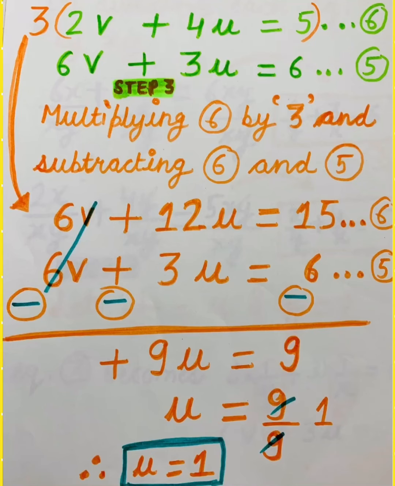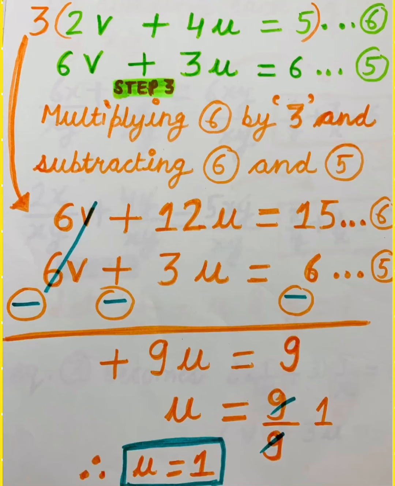Fifth equation will come as it is below equation number 6. Now we have to subtract, because to cancel 6v in both the equations I will have to change the sign of the second equation. So that's why I will write subtracting 6 and 5. So I will change the signs of the second equation.